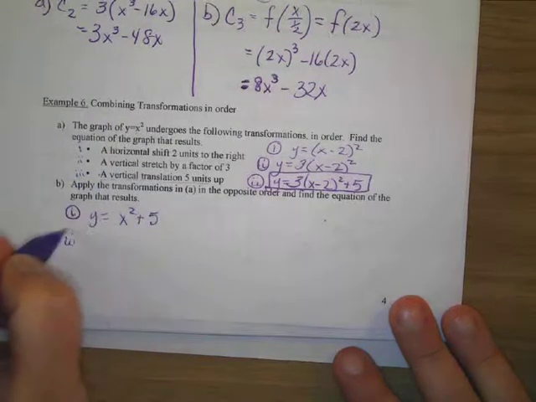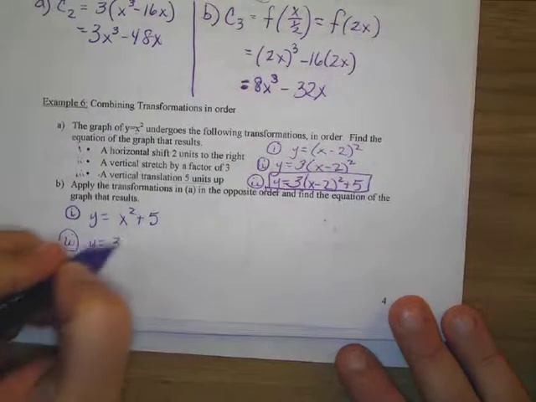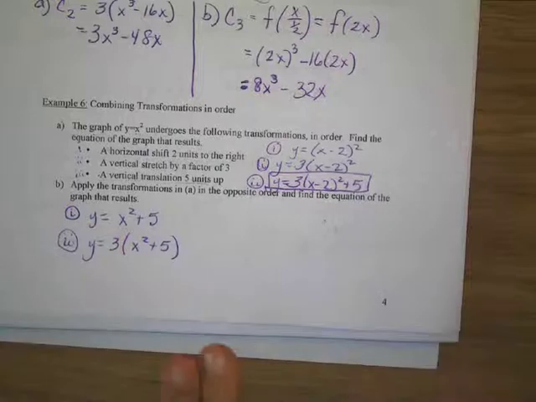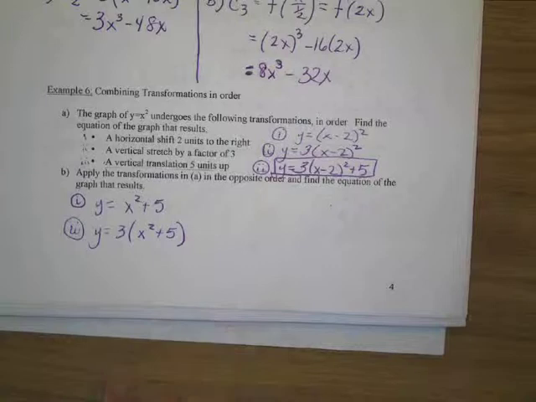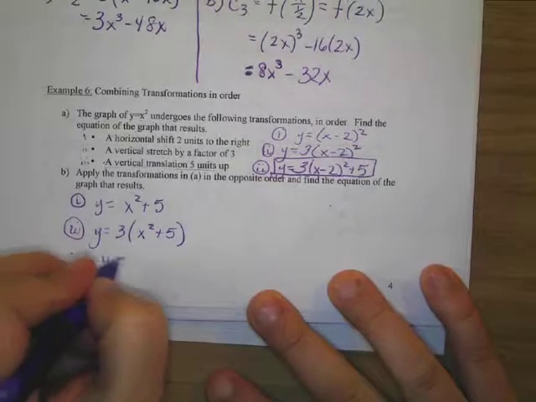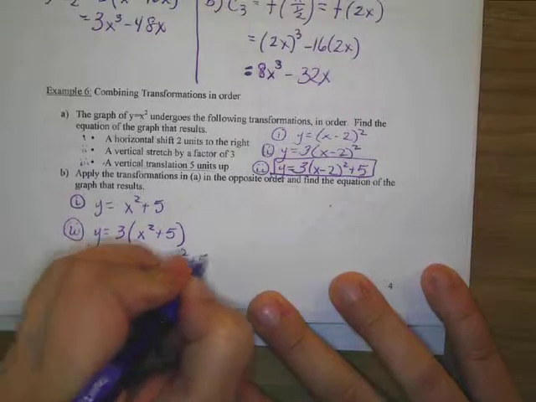And now I got to do the next translation. Multiply the whole function by 3. So that's the vertical stretch. That's the whole thing by 3. And the last one is going to tell us to do the shift, yes? So y equals 3, and then we have x minus 2 squared plus the 5.